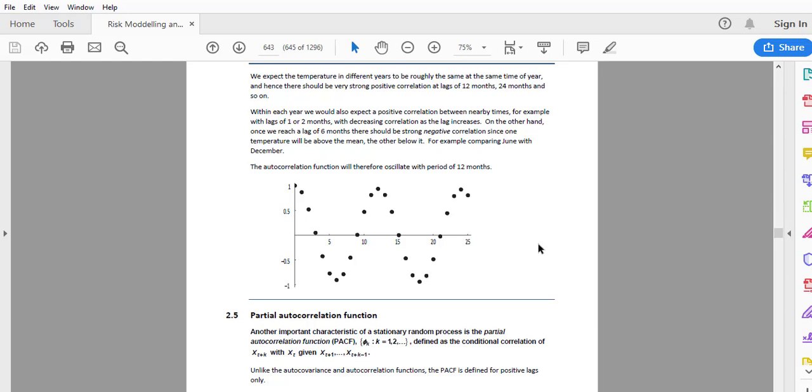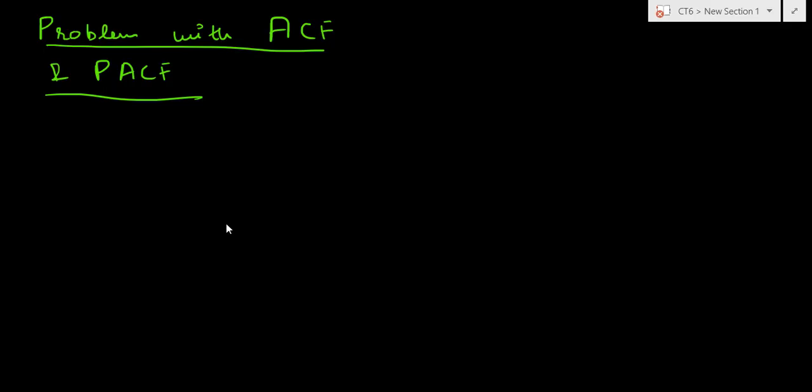So the main idea of correlograms was to introduce what stationarity and non-stationarity look like on a correlogram. The next thing I'm going to discuss is the problem with the autocorrelation function and the need for the partial autocorrelation function.